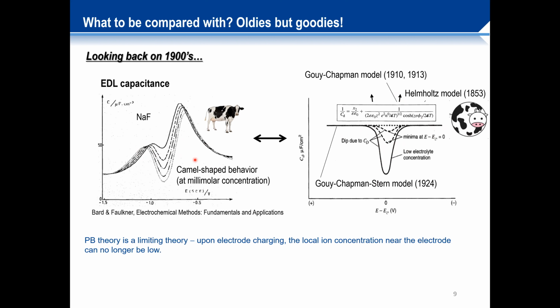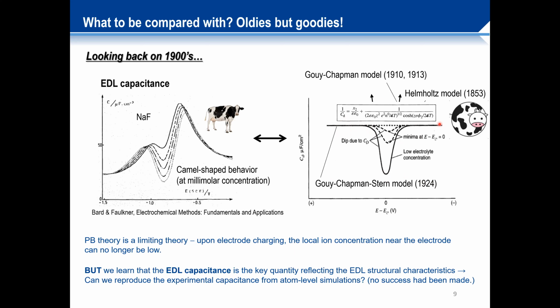And I would claim that the reason is that the Poisson-Boltzmann theory is a dilute concentration limiting theory. The problem is that although your bulk concentration is low enough, once you start to charge your electrode, that is going to draw the ions nearby. So the local ion concentration cannot be low anymore. That brings significant problems, particularly when we charge your electrode into the positive or negative sides by a certain amount.